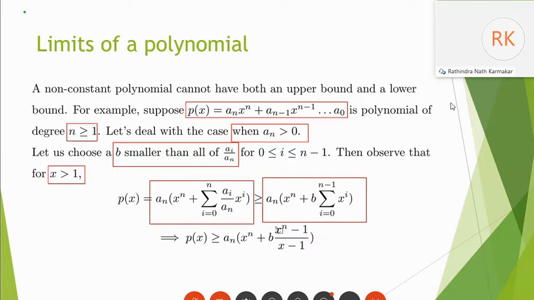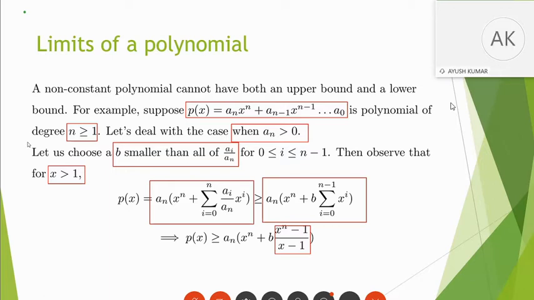So do all of you get how we arrived at this expression? Yes, Dada. So basically, p of x is then lower bounded by a_n times x to the power n plus b times x to the power n minus 1 by x minus 1. So that's all we need to know now. You would better write this down on a piece of paper or a copy or something like that. We will need this expression later on.